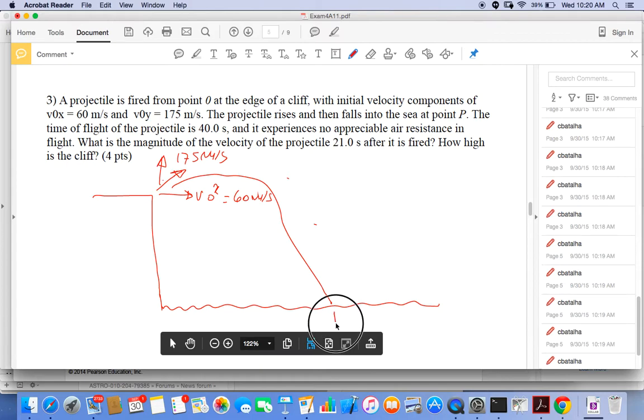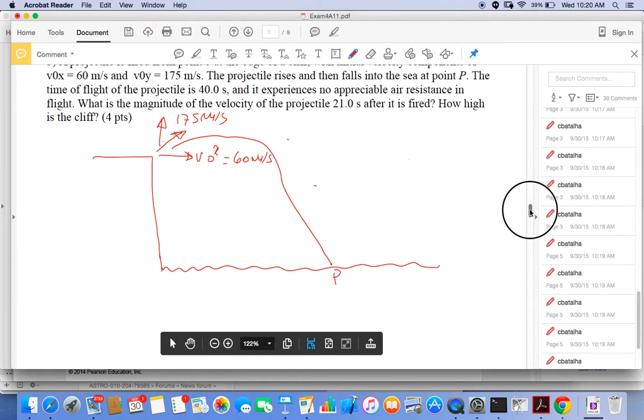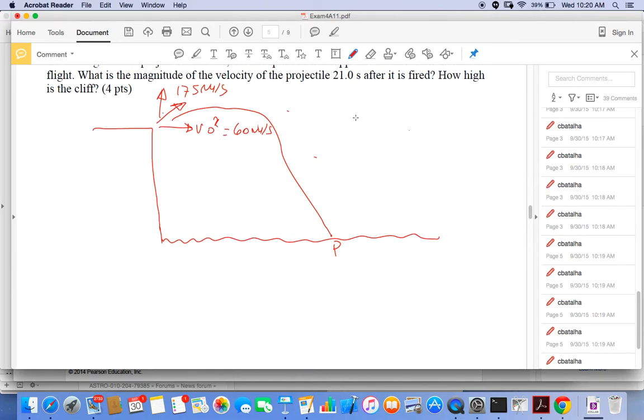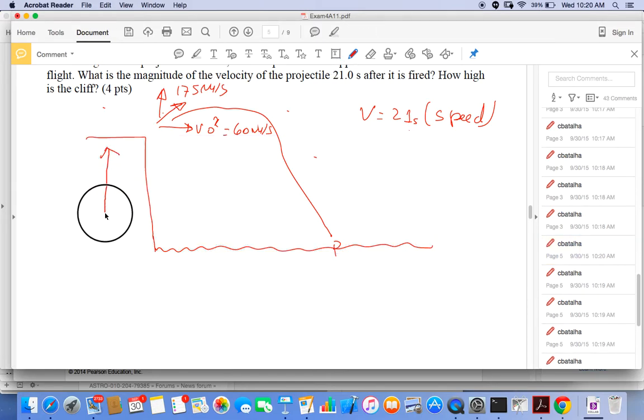Sorry, it's a bad drawing. The projectile leaves the cliff and then hits a point B, and what you want to know is the magnitude of the velocity at time 21 seconds. So basically we want to know the speed at that time, 21 seconds, and we want to know how high the cliff is. So we want to know this height over here, right?